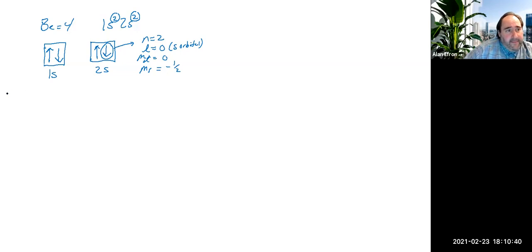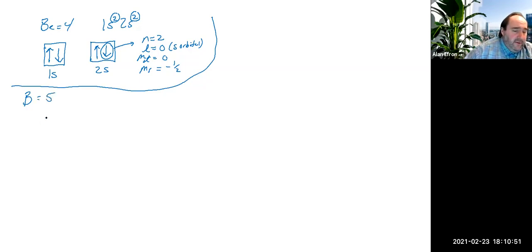Continuing on, might as well knock out the first 10 here. B, which is boron. Boron now has 5 electrons. So again, starting at the top of our zigzag guy, we would go 1s2, 2s2. That is 4 electrons if you count the top.